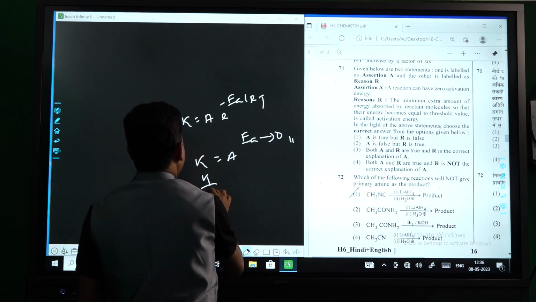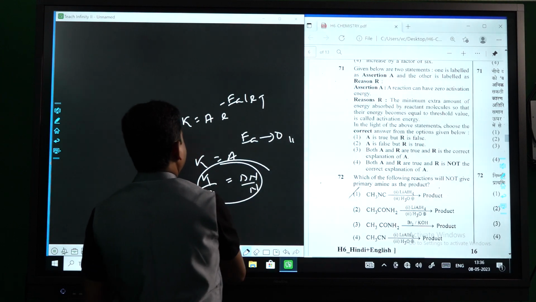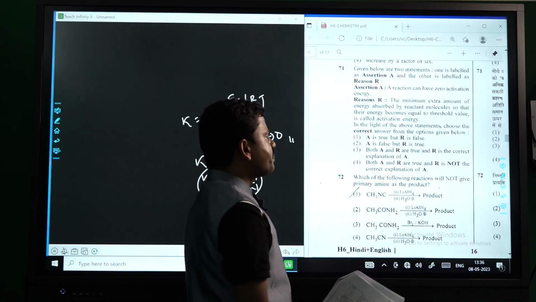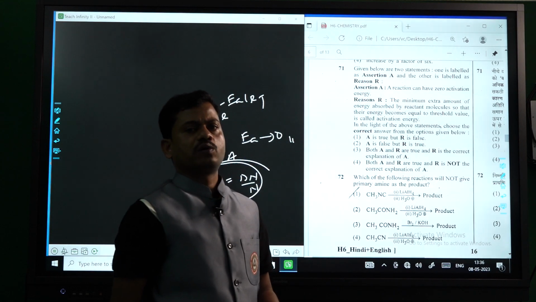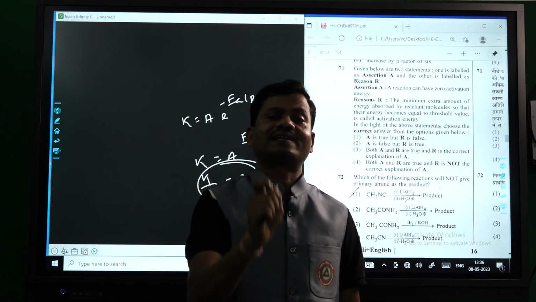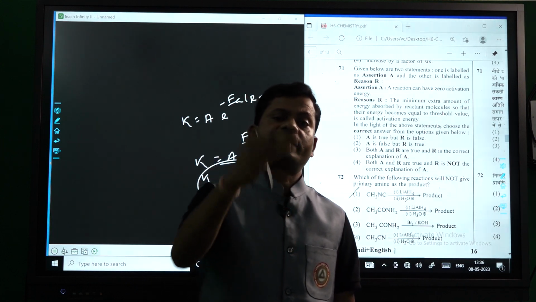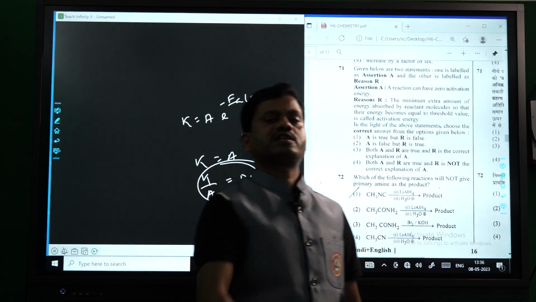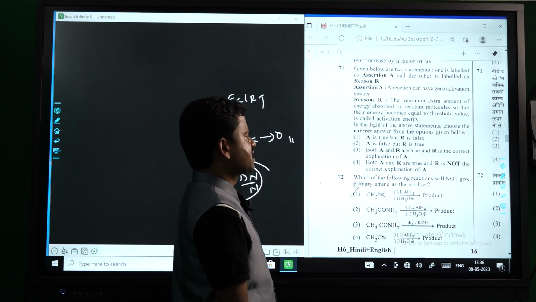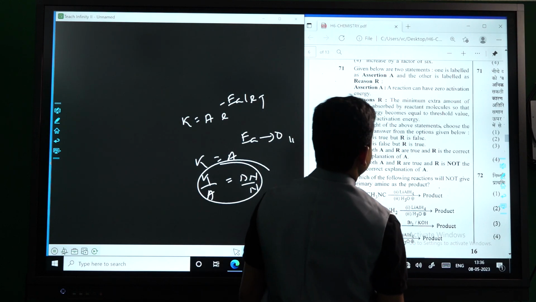So K upon A equals delta n by n, the fraction of molecules. That means if activation energy is zero, the number of reactant particles involved in collision will be converted into product at 100%, but practically that is not true. So in my opinion, assertion A is wrong.